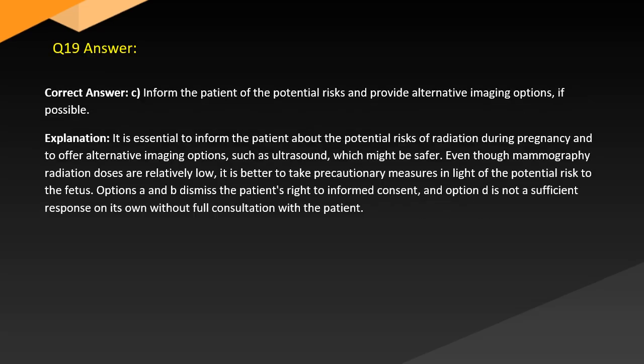Answer. Correct answer C. Inform the patient of the potential risks and provide alternative imaging options if possible. Explanation. It is essential to inform the patient about the potential risks of radiation during pregnancy and to offer alternative imaging options, such as ultrasound, which might be safer. Even though mammography radiation doses are relatively low, it is better to take precautionary measures in light of the potential risk to the fetus. Options A and B dismiss the patient's right to informed consent, and option D is not a sufficient response on its own without full consultation with the patient.